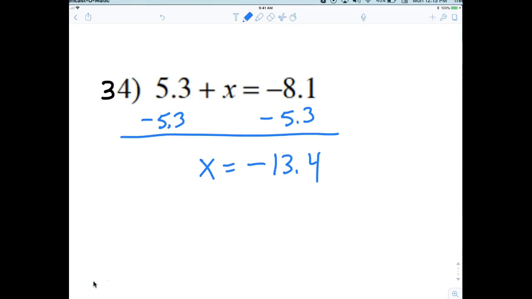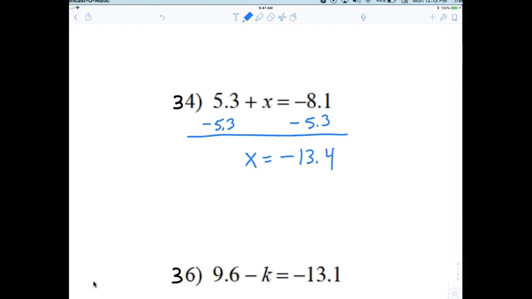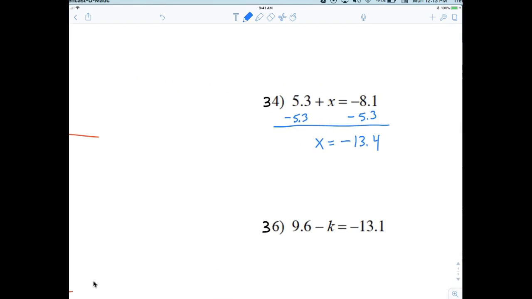Why is it 13.4? Because if you owe your mom 8 and you owe your dad 5, you owe your parents 13. You with me? Two negatives.